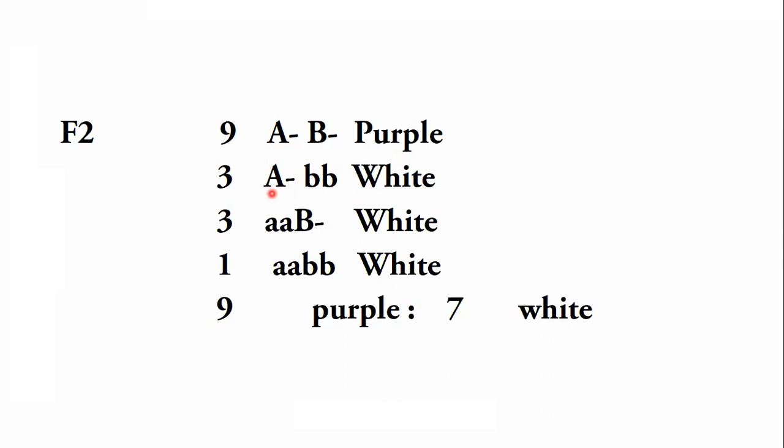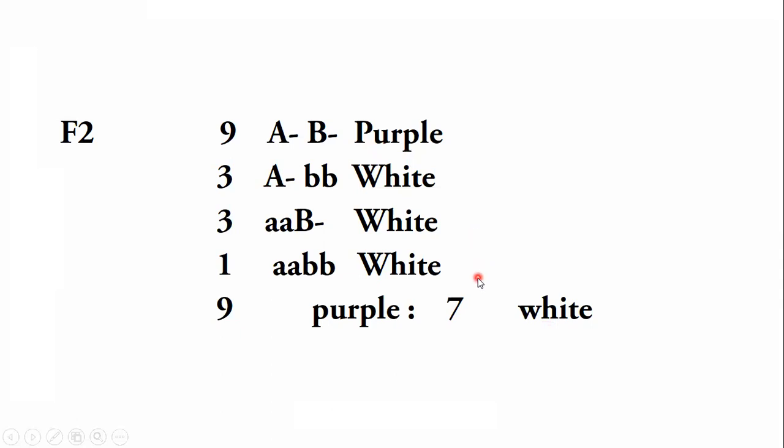The second case has a dominant copy at the first gene, but the second gene is present in homozygous recessive condition. So the phenotype is white. Similarly, in the third case, when the A gene is present in recessive condition and the B dominant allele is present, the phenotype remains white. And similarly, in the last case, when both genes are present in homozygous recessive condition, the phenotype remains the same. So here, the ratio is 9 purple and 7 white.